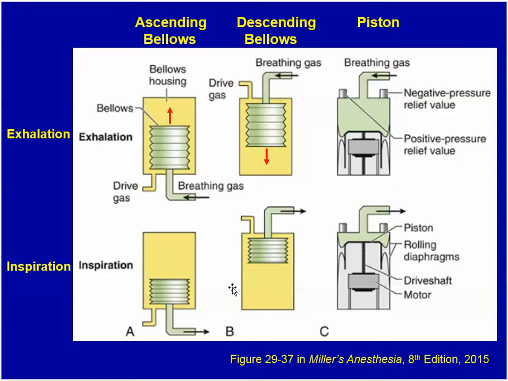I think I misspoke. With the ascending bellows, during exhalation, the bellows goes up, and during inspiration, the bellows goes down. With the descending bellows, during exhalation, the bellows descends, and during inspiration, the bellows ascends. These are irrelevant regarding the piston ventilator. During inspiration, the piston decreases the volume in the ventilator, and with expiration, the piston increases the volume.